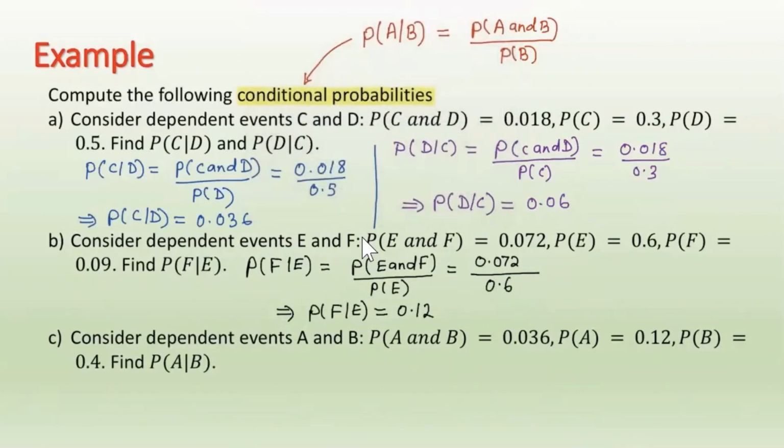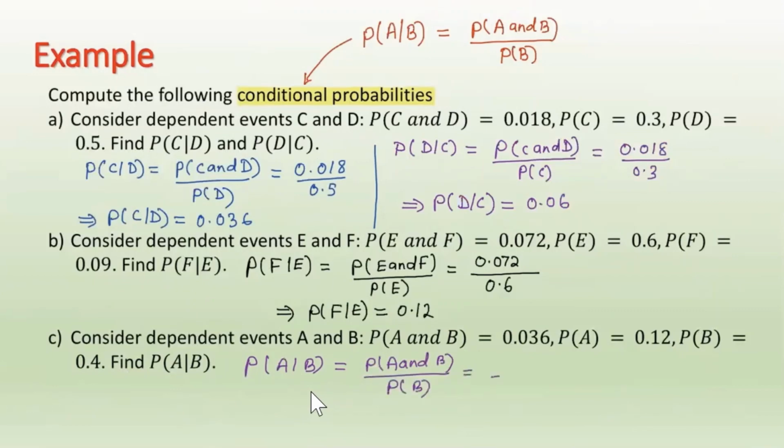Let's look at the last one here. Similar type of problem. Dependent events A and B are given. Probability of A and B is given. Probability of A is given. Probability of B is given. We have to find the probability of A given B. So let's write the formula. Probability of A given B is equal to probability of A and B. Now you know the formula. Divided by probability of B.